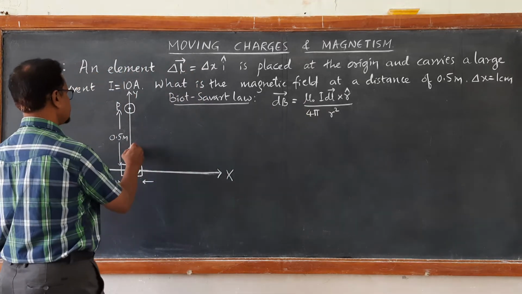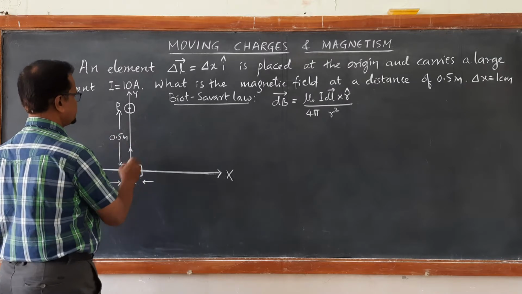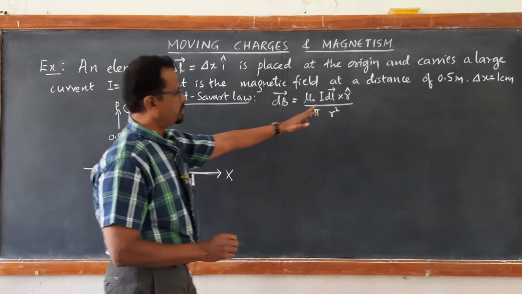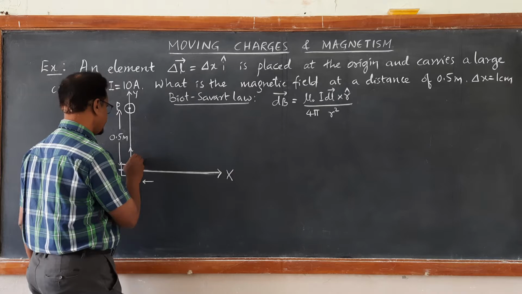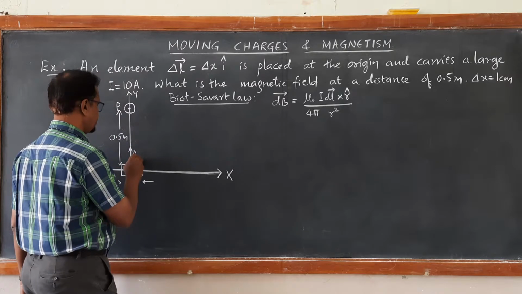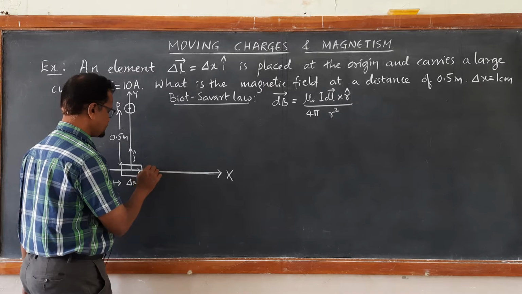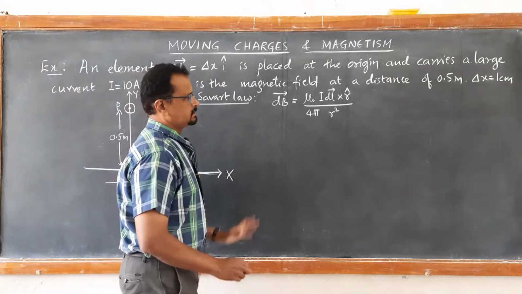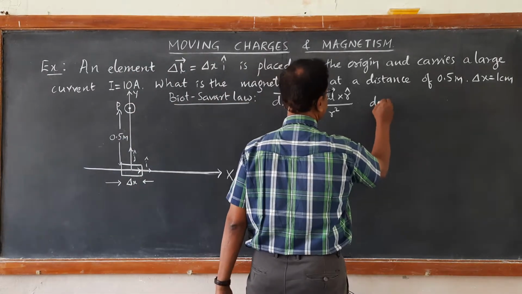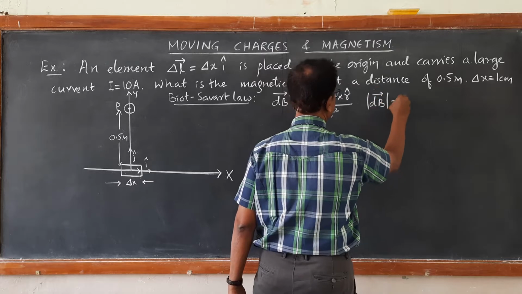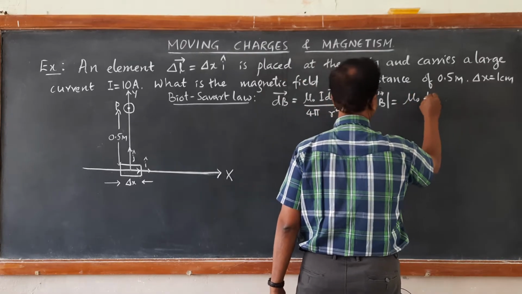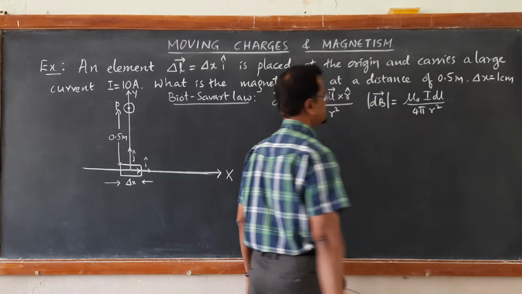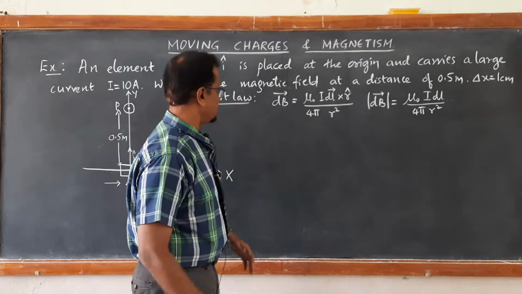So, r cap is along the y axis, that is, about y axis it has unit vector j. That is perpendicular to I cap, where I cap is the unit vector along the x axis, right. If you write only the magnitude, then the magnitude of dB is equal to mu naught I dl upon 4 pi r square.